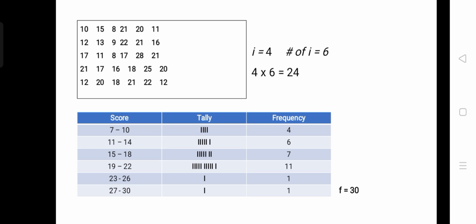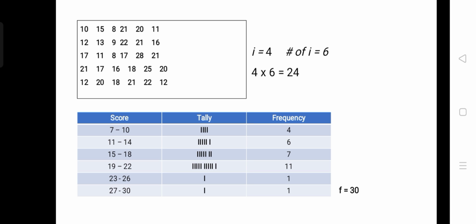Dira na magawa ang frequency distribution table, which is the score, tally, and frequency. So 4 times 6 is equal to 24, then i-add nimo siya tanan kay 30 man siya. So mag-start sa ubos. 30 minus 24 is equals to 6. Mag-start sa 7. So 7 to 10, then 11 to 14, then 15 to 18, then 19 to 22, 23 to 26, 27 to 30.